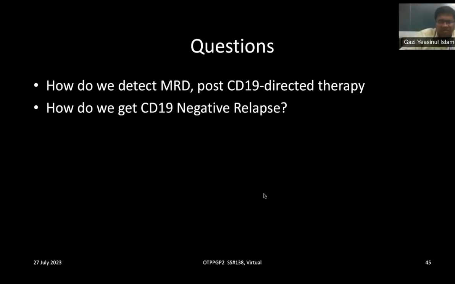So there are two things. If there are CD19 negative cells, we can assume that there is no blast. All right, but CD19 negative blasts are present. We said that 0.002% blasts were present.